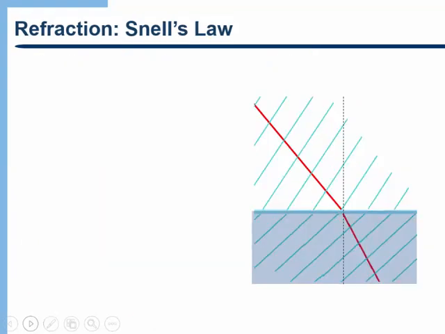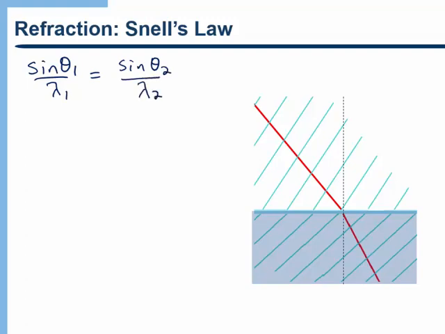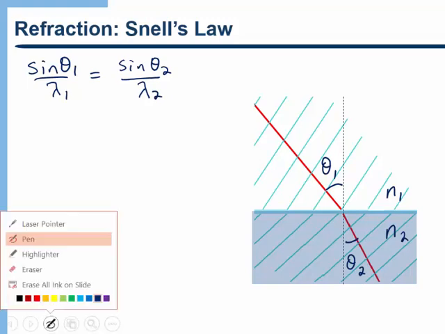Let me copy that on the next slide. Sine theta 1 over lambda 1 is equal to sine theta 2 over lambda 2. Now, ultimately, we don't want Snell's law to be in terms of wavelength. We want it to be in terms of the index of refraction. So again, we want it in terms of n1 and n2, and here's theta 1 and theta 2. So the next thing I'm going to do is turn wavelength into velocity. I'm going to do that by multiplying both sides of the equation by 1 over f.